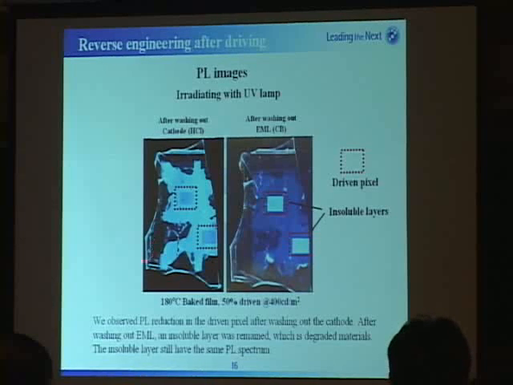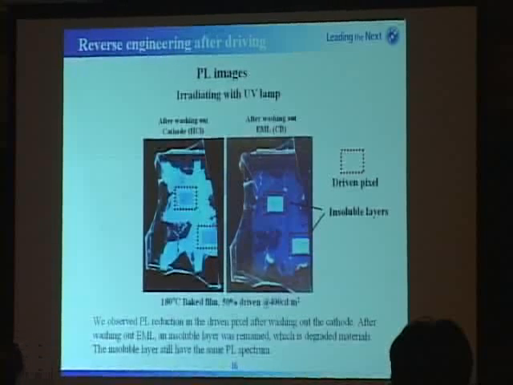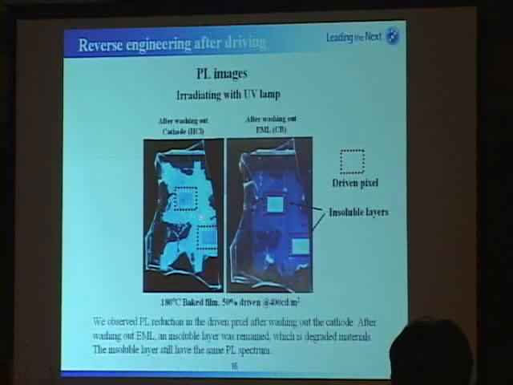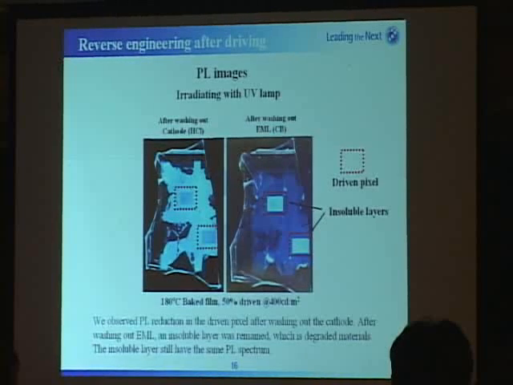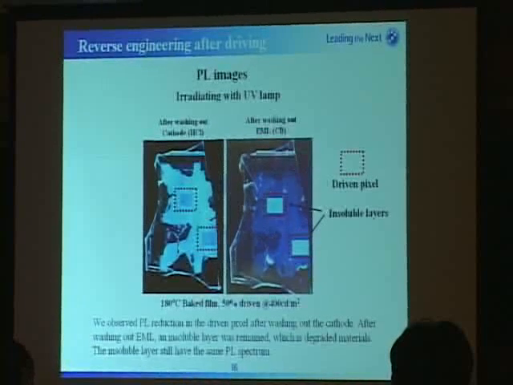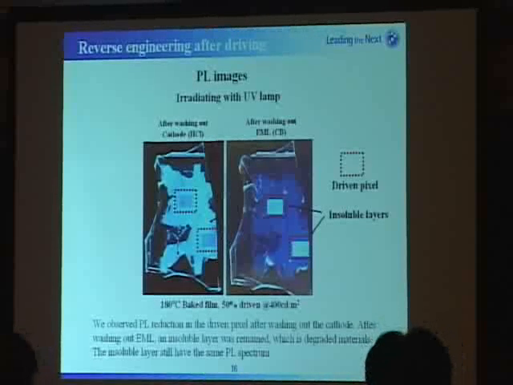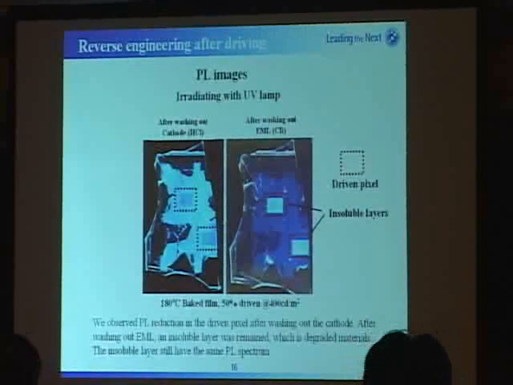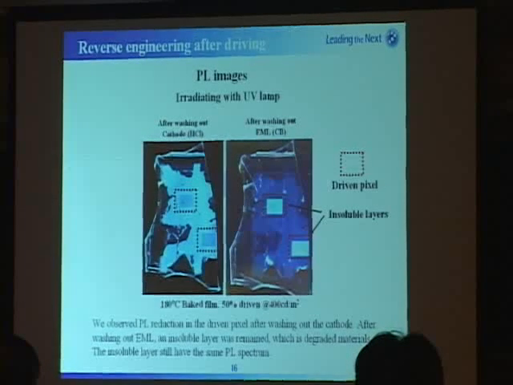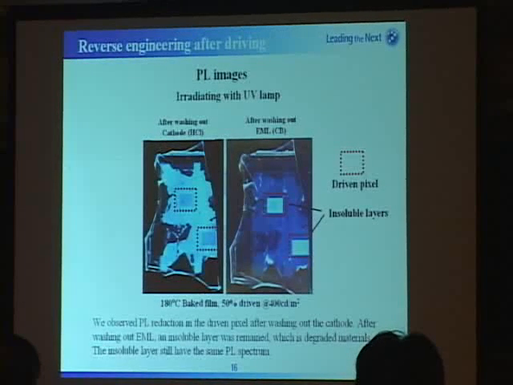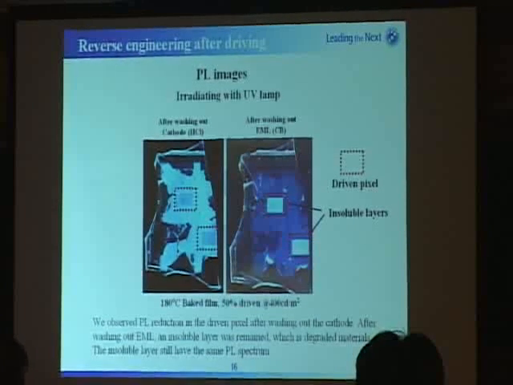After washing out the electrode, we observed the pure reduction, the gray areas. And after washing the emitting layers, an insoluble layer remained, which is degraded materials. Then the insoluble layers still have the same photoluminescence spectrum, even so.